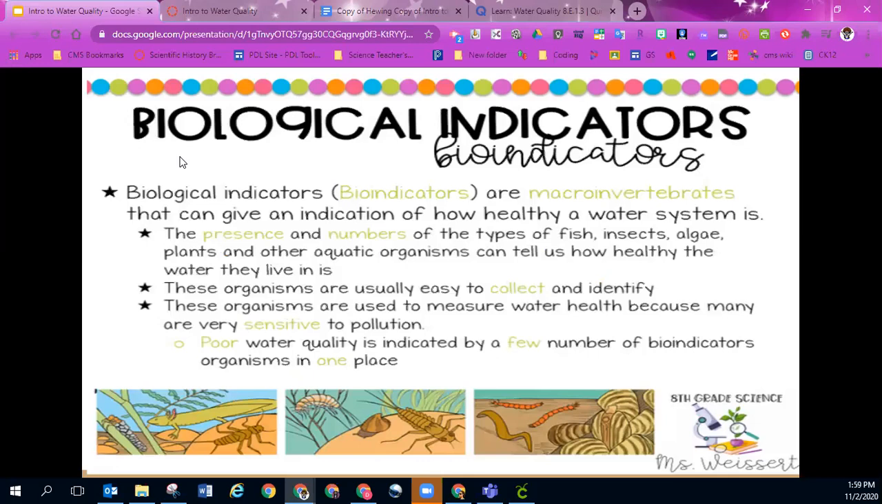So if you go and start looking at a pond or a lake or something like that, and you start seeing a bunch of dead fish floating around in it, chances are there's something wrong with that water. It could be that it's polluted. It could be that there's an imbalance in it.